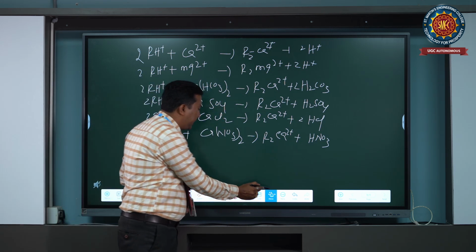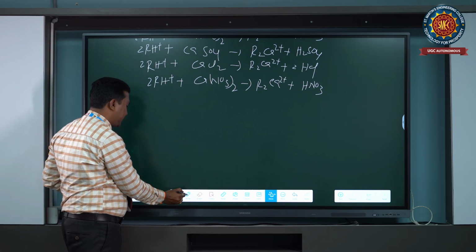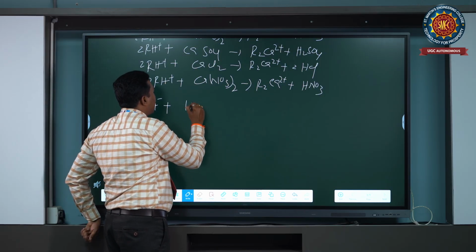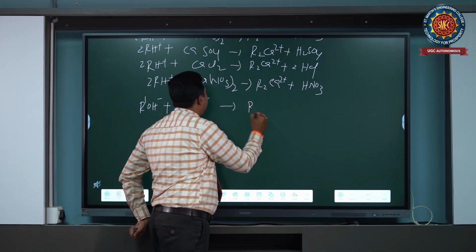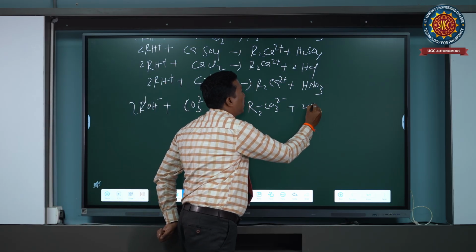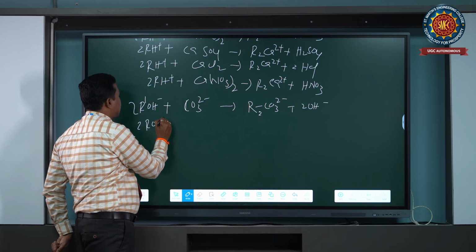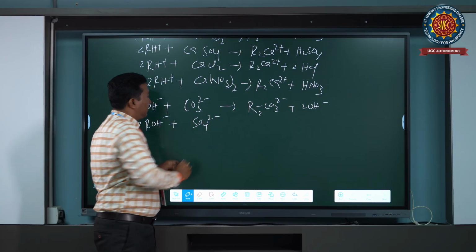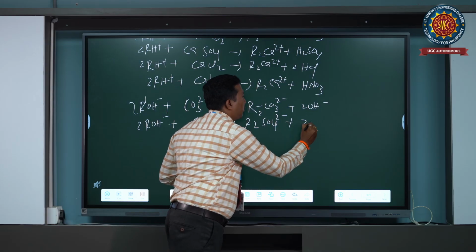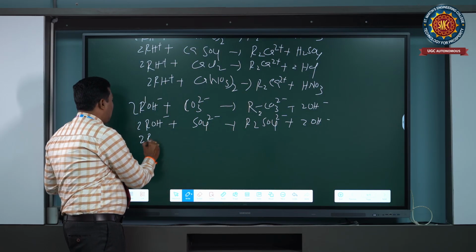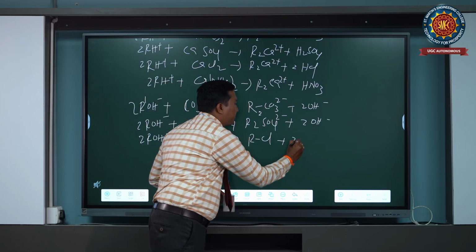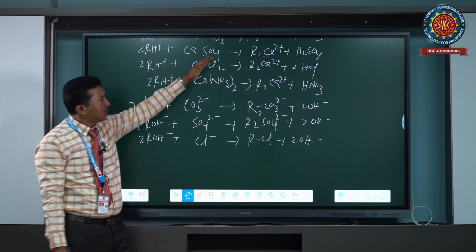What is the mechanism going on in anion exchange reagents? In anion exchange reagents, ROH- ions react with bicarbonates to form R2CO3 2- and give rise to 2OH- ions. 2ROH- reacts with sulfate SO4 2- to form R2SO4 2- and gives 2OH- ions. 2ROH- reacts with chlorides to form RCl and 2OH- ions. Entirely, it gives OH- ions.